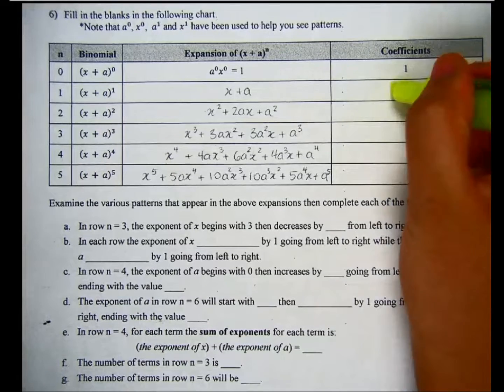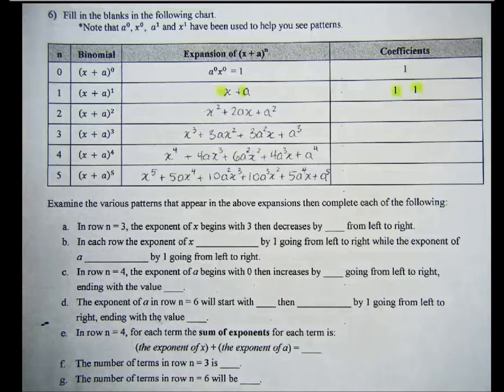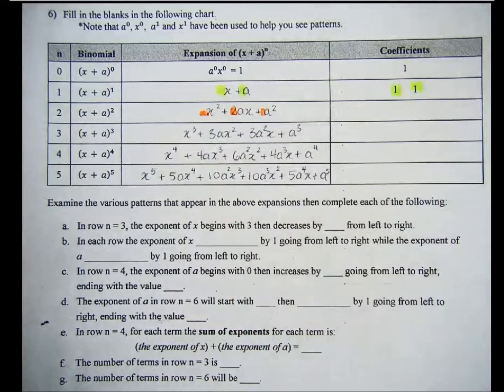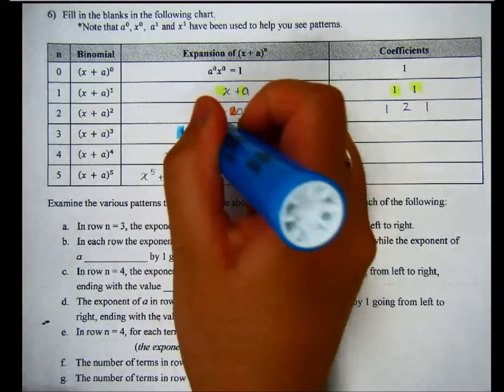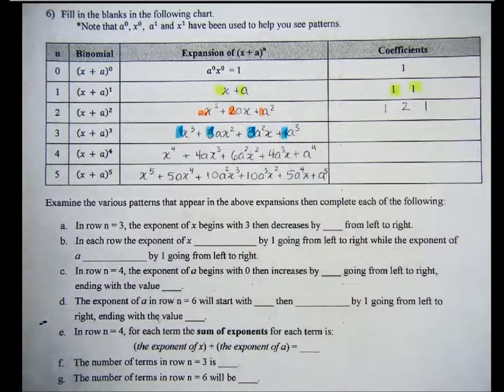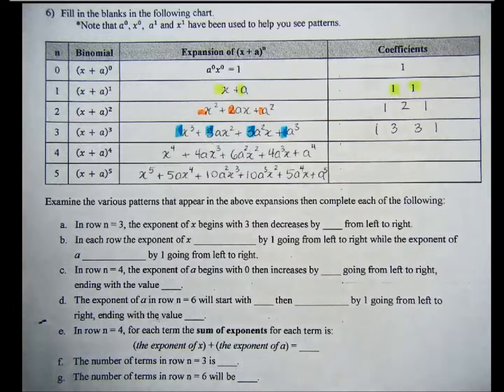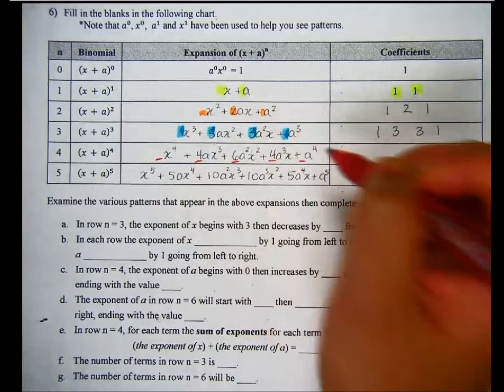So over here, these coefficients, 1 and 1, they come from the coefficients of each of the terms. So for the next row, coefficients are going to be 1, 2, 1. If there's no coefficient in front, it means that the coefficient is 1, right? We don't usually write that down. 1, 2, 1. For the next row, 1, 3, 3, 1. And for the next row, 1, 4, 6, 4, 1.